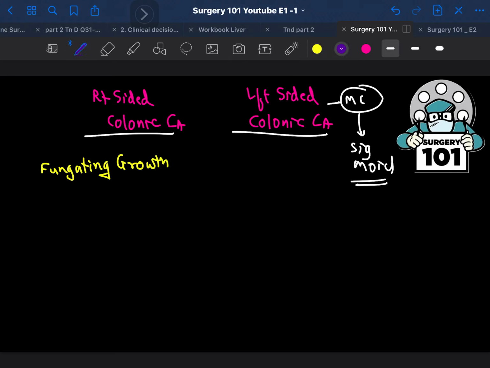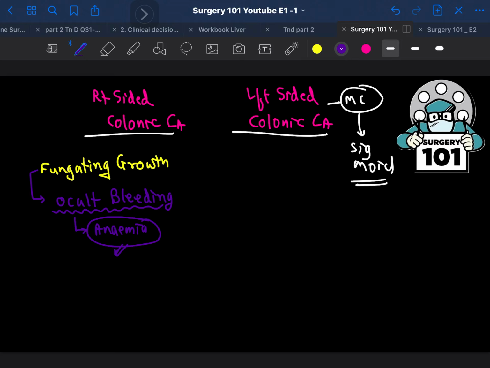Because it presents as a fungating growth, what is going to happen? There is occult bleeding. And because of this occult bleeding, the patient is going to land up with anemia.